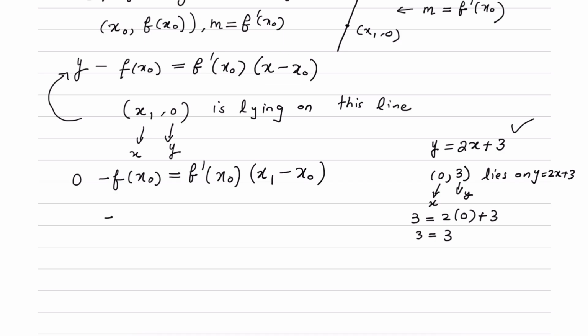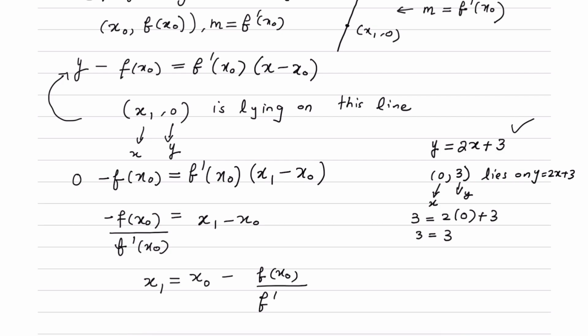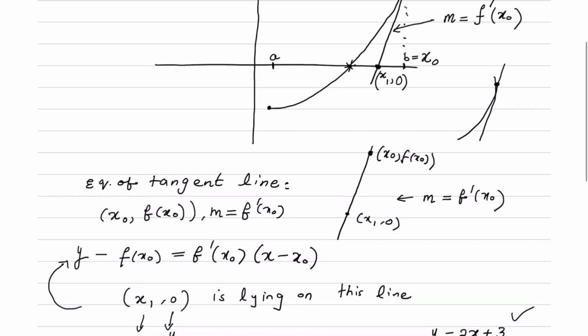Now we simplify this to find x1. We do cross multiplication here. Now I keep x1 on one side and take x0 on the other side with the change of the sign. So this is how we get the point x1. Now let's go back to the graph.